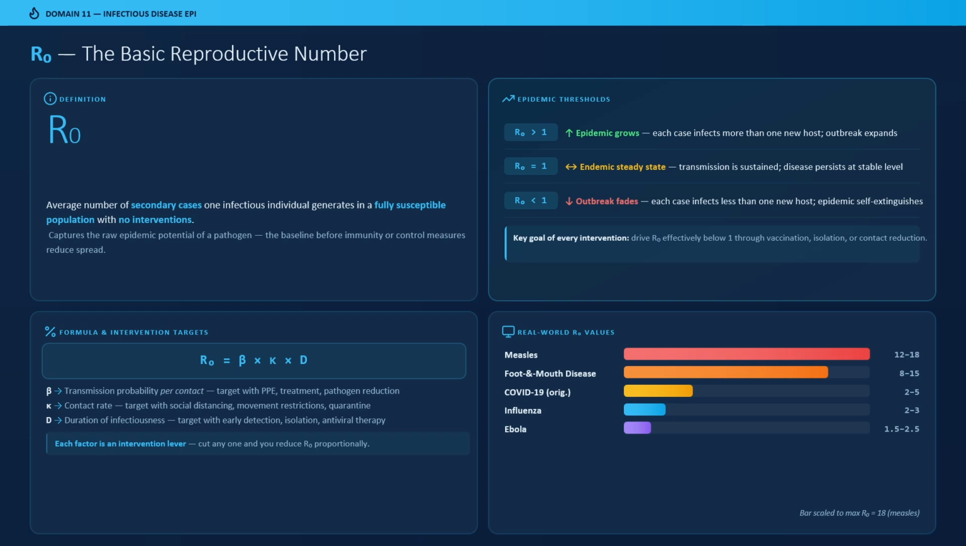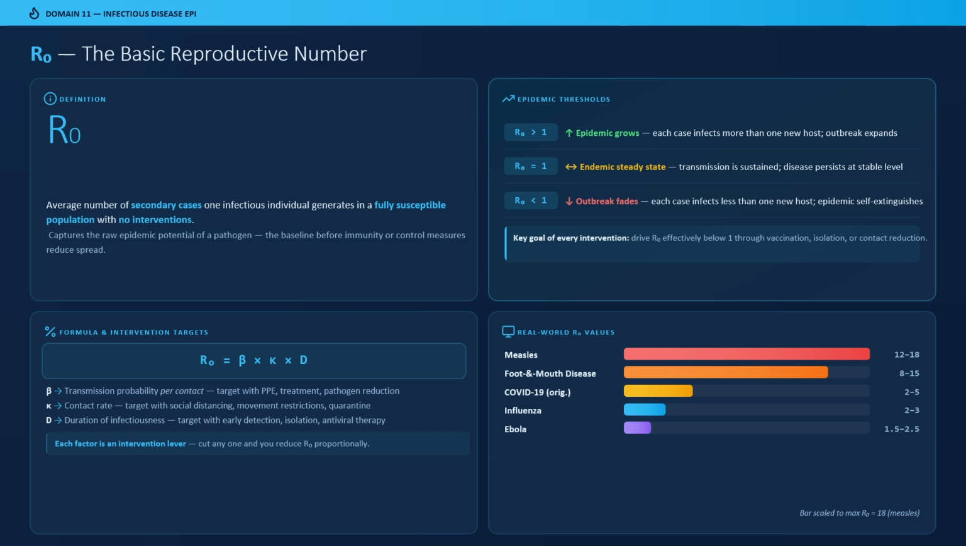The beauty of a multiplicative formula is that each factor is an independent lever. Cut any one of them in half, and you cut R-naught in half. And in a real response, you're actually pulling all three at once, which is why layered interventions work better than any single measure. Now look at the real-world values on the right, because they give you intuition.